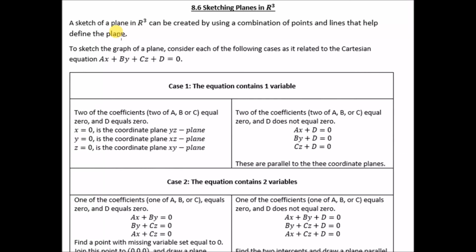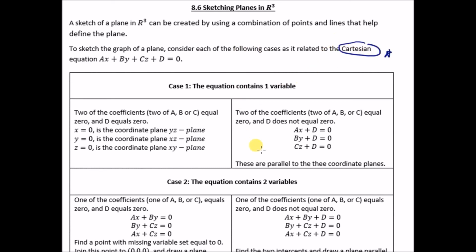8.6 sketching planes in R cubed. So a sketchable plane in R cubed can be created by using a combination of points and lines that help define that plane. Okay, so to sketch the graph of a plane, we must consider each of the following cases as it relates to the Cartesian equation.